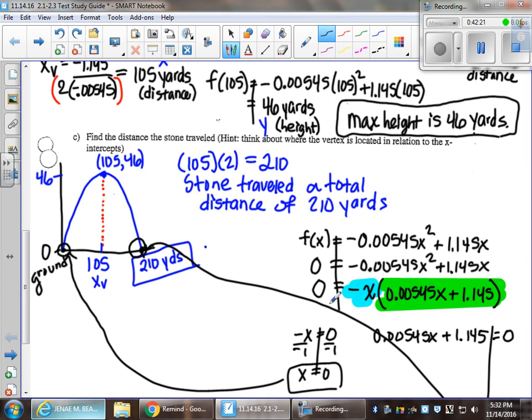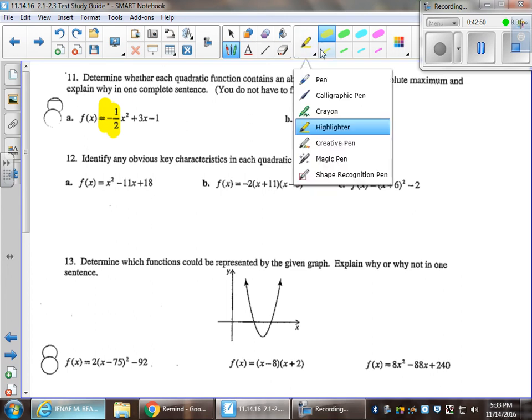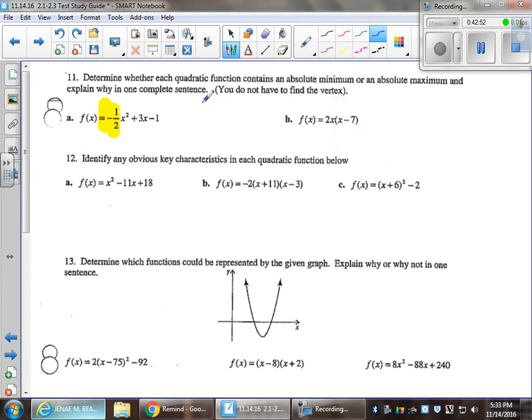Moving on to number 11. Determine whether each quadratic function contains an absolute minimum or an absolute maximum, and explain why in one complete sentence. Notice it says you do not have to find the vertex, and let's reason on why. Just from looking at A. So for example, here, what's A? A is negative 1/2. I don't even care about the 1/2. I care about this negative. What does that negative tell you? Negative tells you the graph opens down.